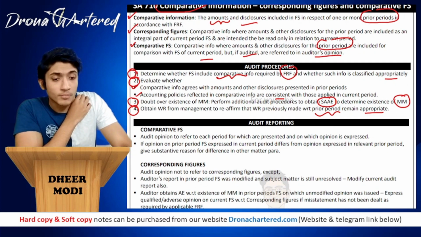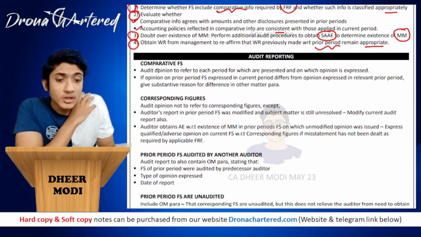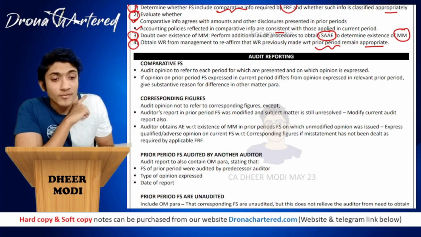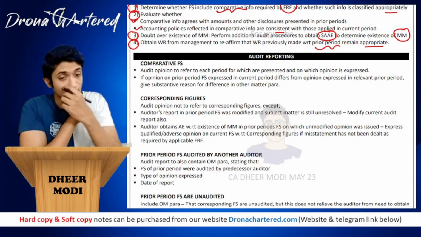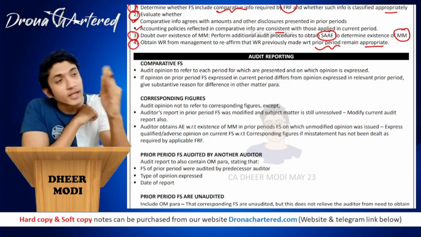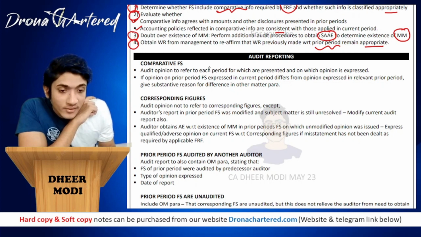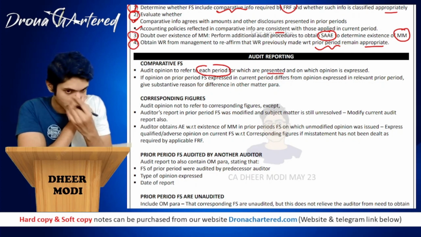How do you report? So audit reporting is, first of all, comparative financial statements. For comparative financial statements, the audit opinion must refer to each period for which financial statements are presented and on which an opinion is expressed. That is, if my comparative financial statements have prior period information also, my audit opinion will refer to each period for which these are presented and on which the opinion is expressed.